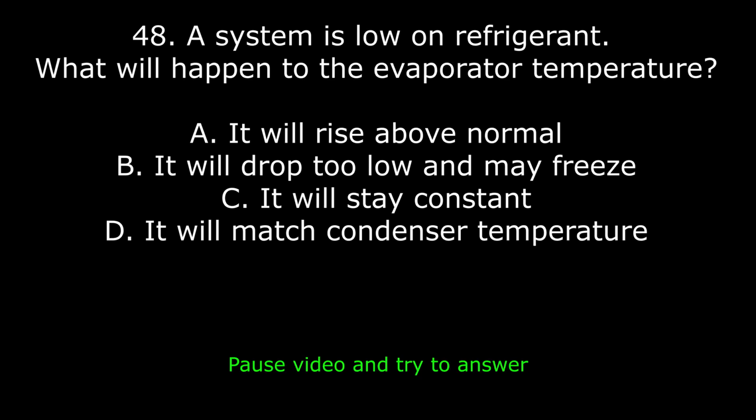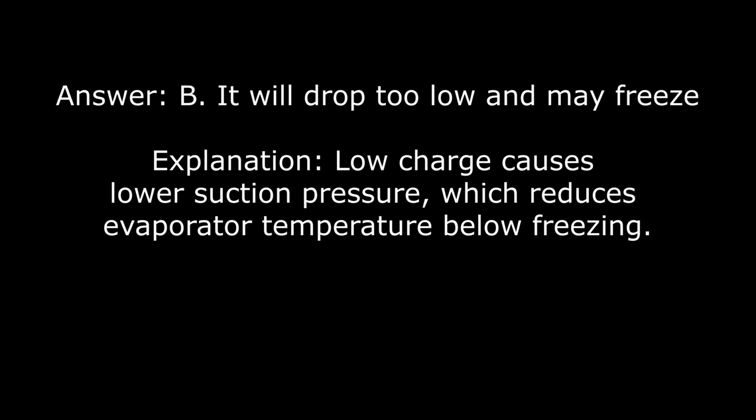48. A system is low on refrigerant. What will happen to the evaporator temperature? A. It will rise above normal. B. It will drop too low and may freeze. C. It will stay constant. Or D. It will match condenser temperature. Answer: B, it will drop too low and may freeze. Explanation: low charge causes lower suction pressure, which reduces evaporator temperature below freezing.